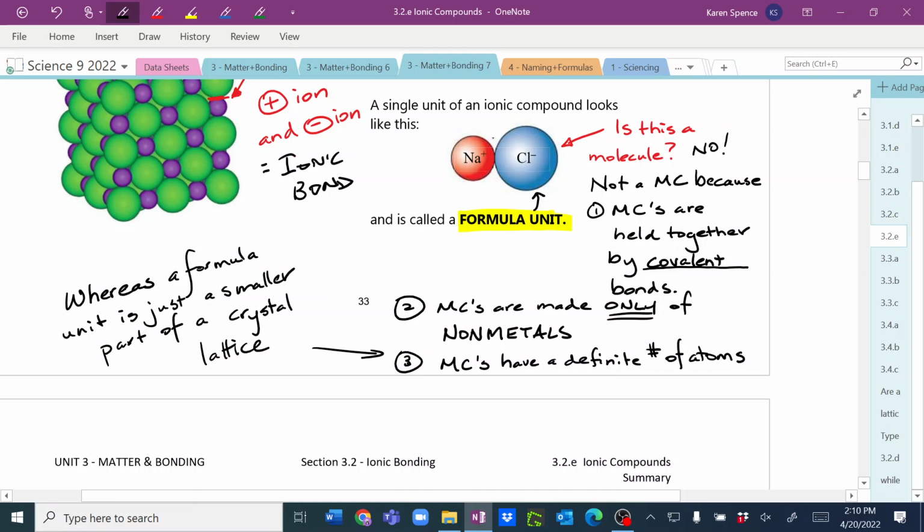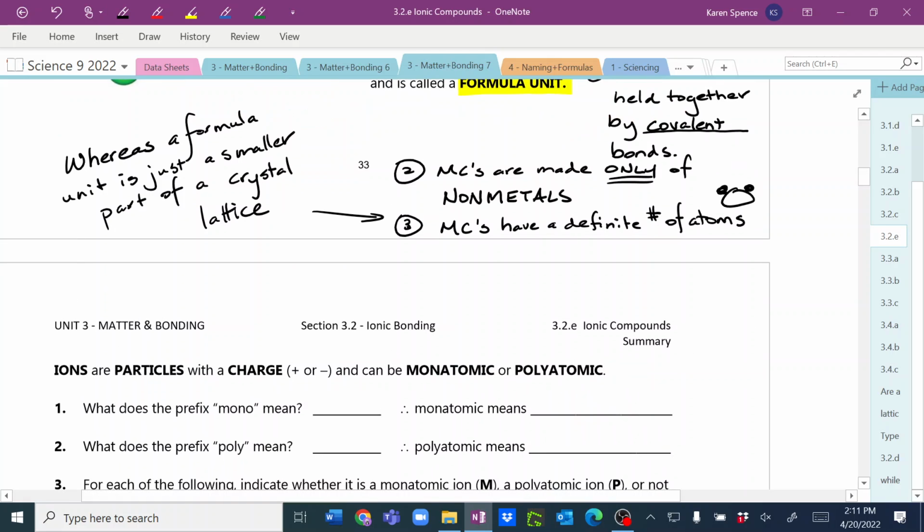So you would never see this in nature. You would never be like, oh, look, it's little sodium and chloride holding hands, two particles floating around together, happy little pair. Doesn't happen, okay? They would always be in a bigger group like that in the crystal lattice. Whereas a molecule, definitely one oxygen and two hydrogens, not part of a bigger structure, okay?